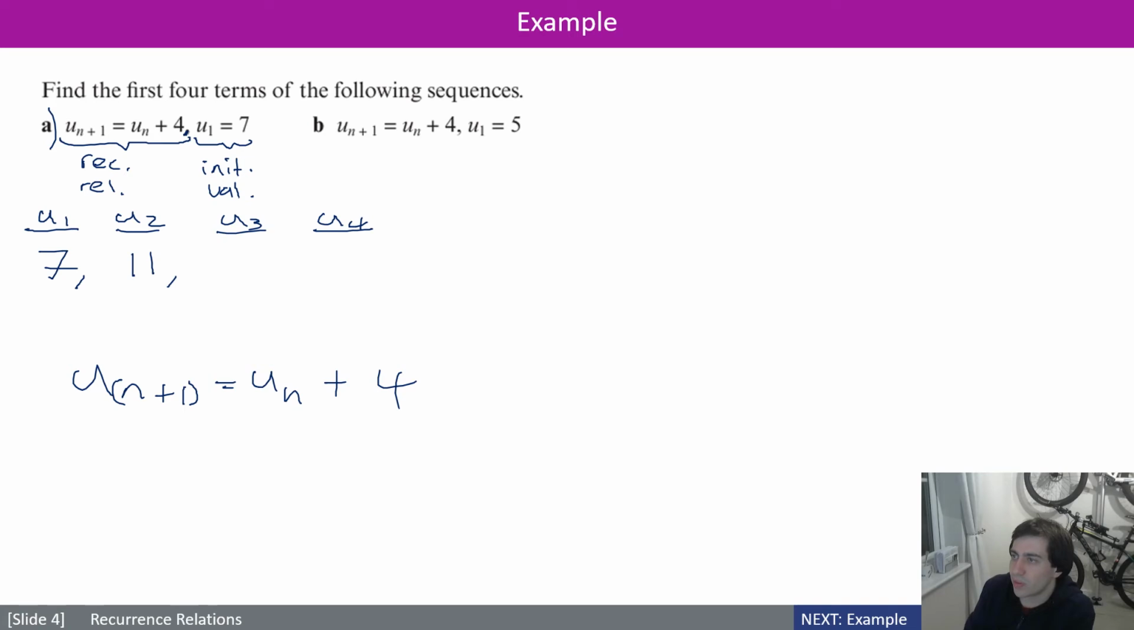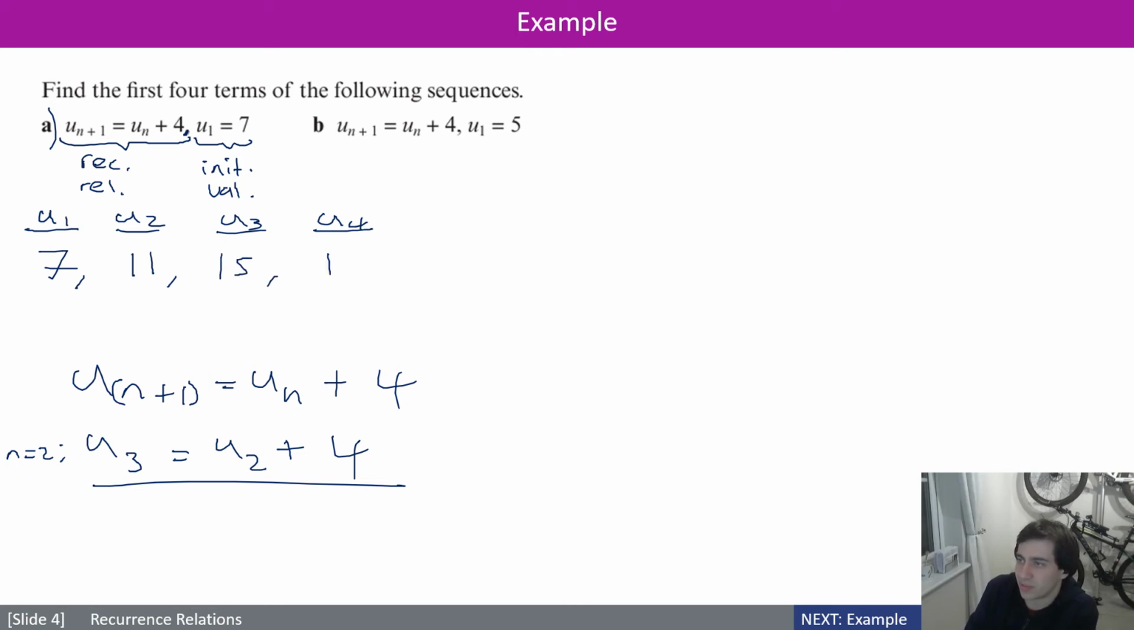So if I want to know what u3 is, let's put in n equals 2. Then we'll get u3, right, for n equals 2. And that then equals u2, because n is 2, plus 4. And that is a true statement. So again, it's telling me what I already knew. u3 is going to be u2 plus 4. And then we can see the pattern, right?